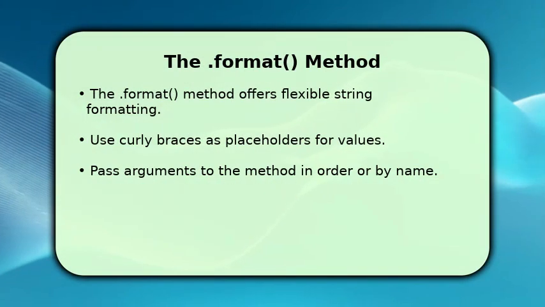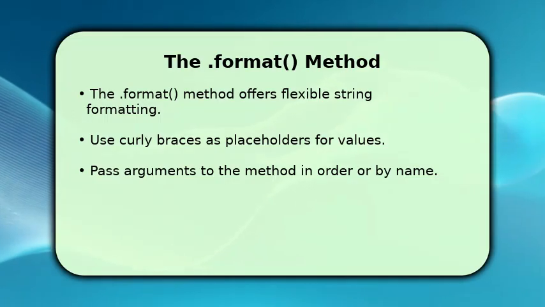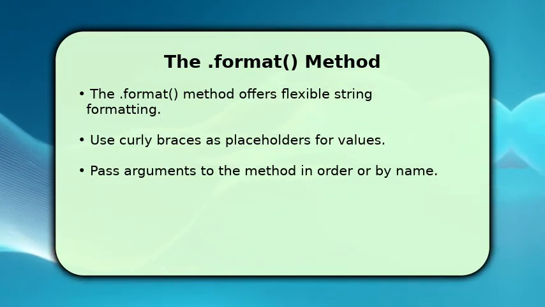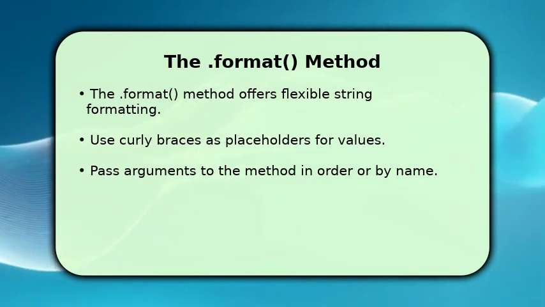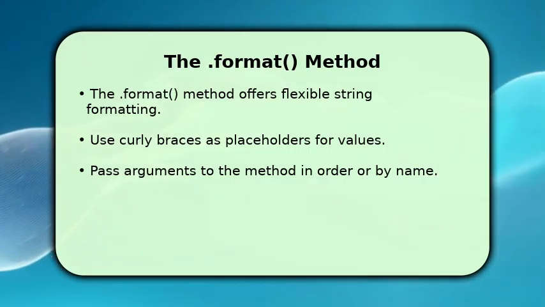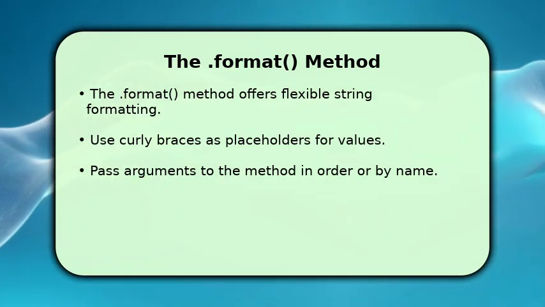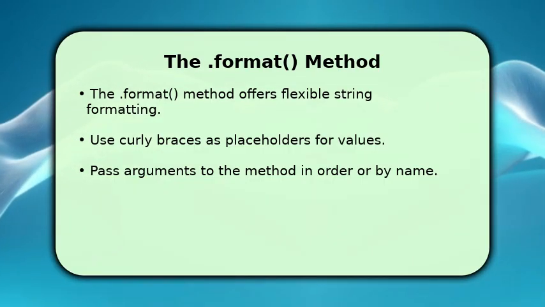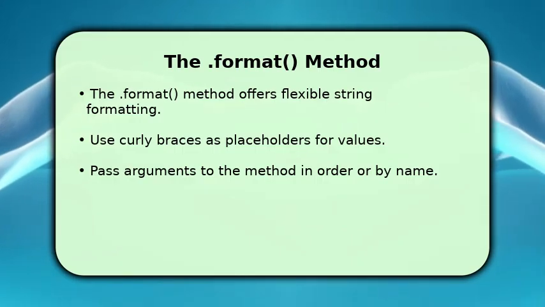Before F-strings, the format method was the standard for advanced string formatting. You define placeholders using curly braces within your string, then call format on the string, passing the values you want to insert. You can specify the order of arguments or even name them for greater clarity. This method is still widely used and provides excellent control over output presentation.